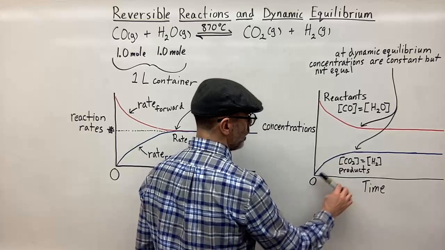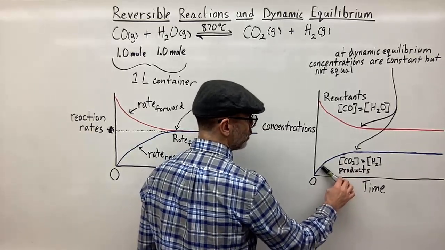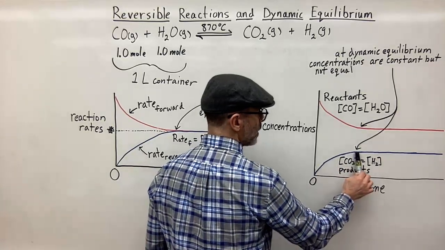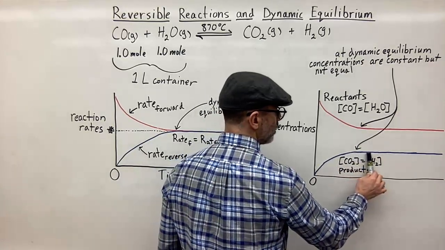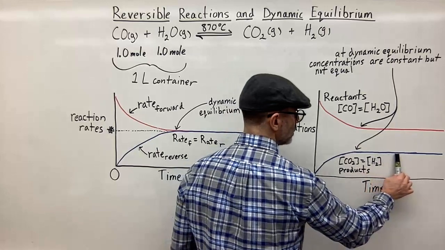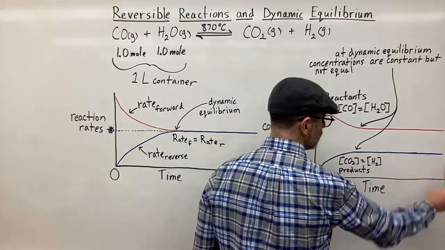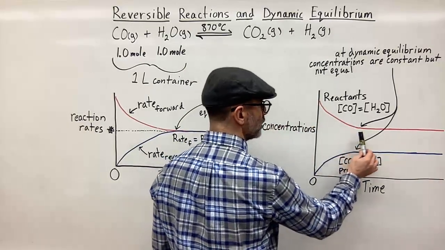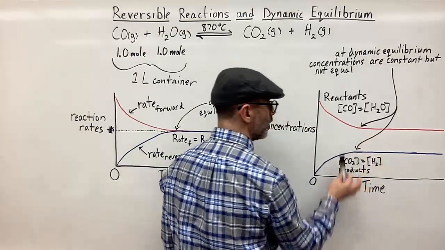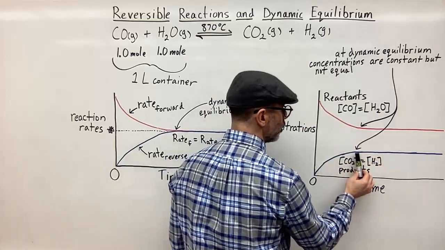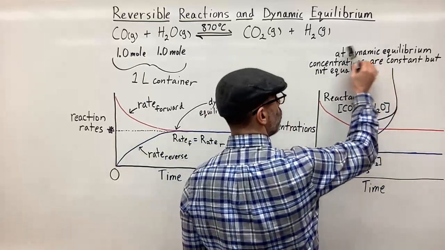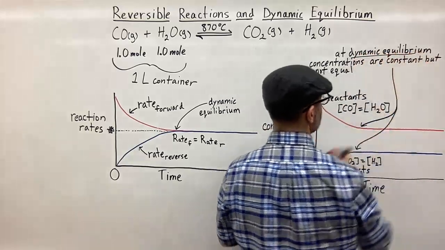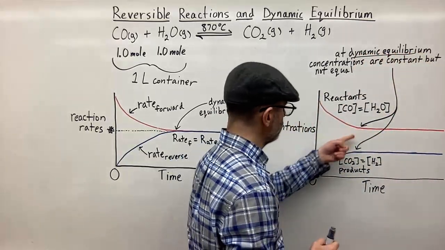At the same time, the products are going to increase and increase until it comes to a time where it plateaus, and then the product concentrations stay the same. They are constant. And at this point here, where both concentrations of reactants and products do not change, they're constant, that is where dynamic equilibrium occurs. So again, we're at dynamic equilibrium at this point.